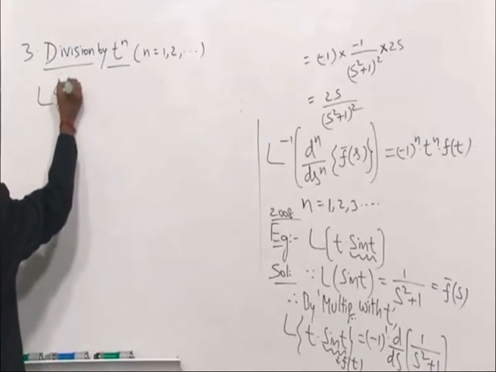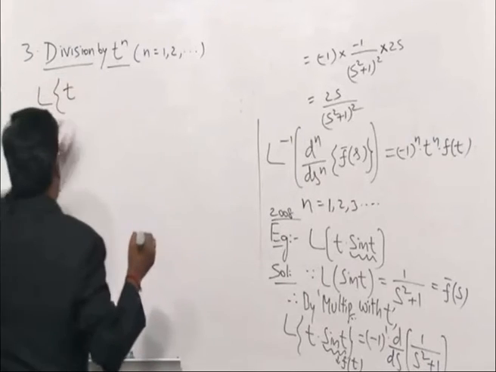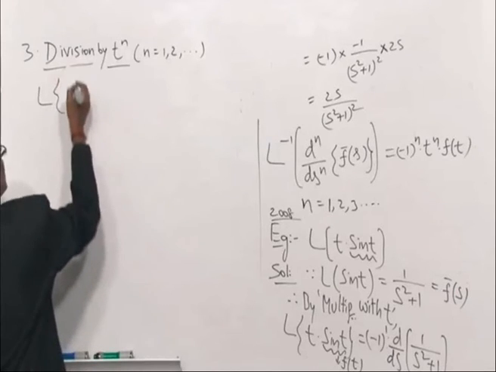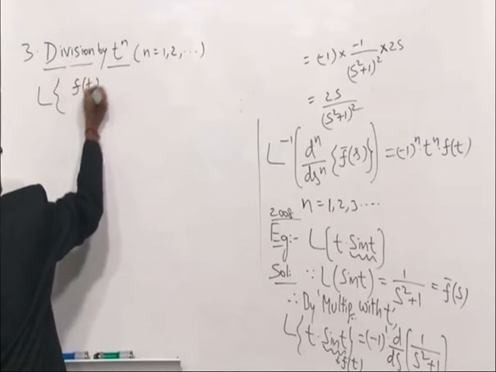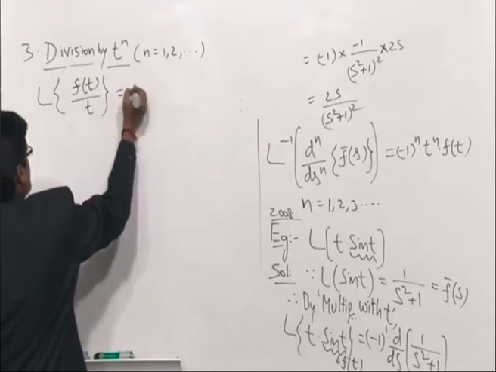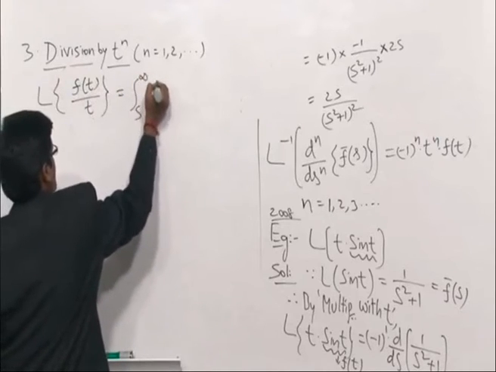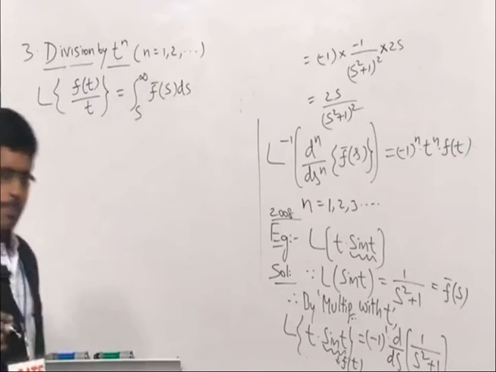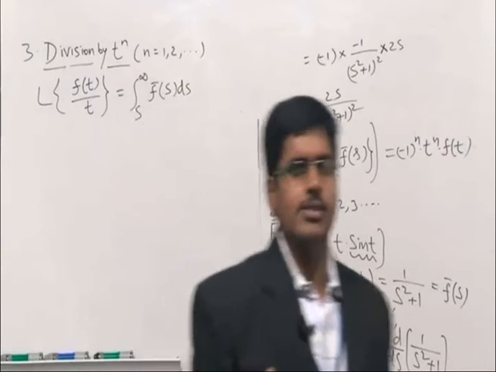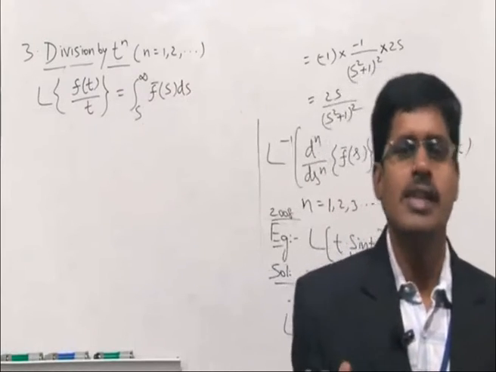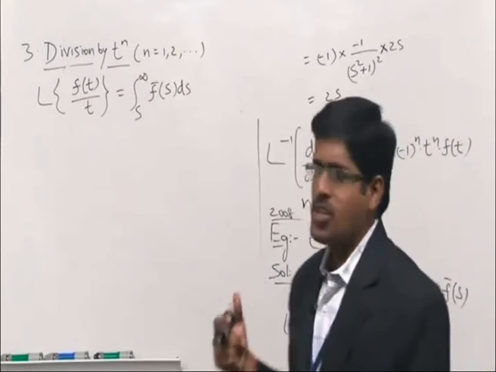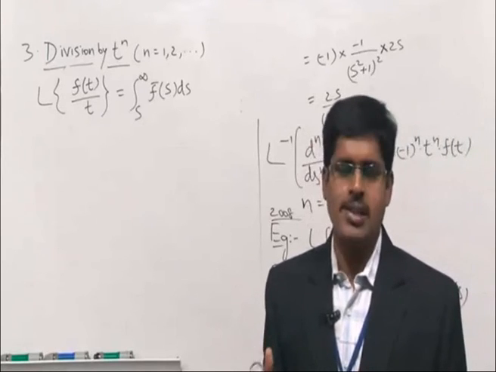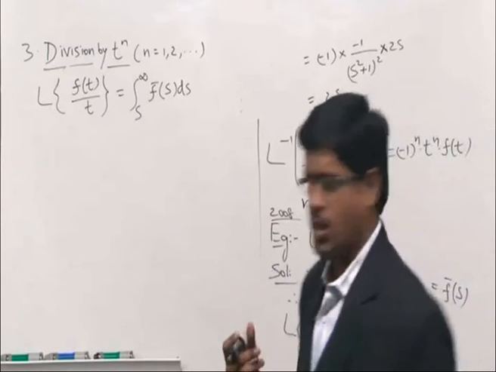L of, sorry, now it is dividing. L of f of t by t is equal to integral from s to infinity of f bar s ds. Earlier it was multiplied by t, multiplication by t. So on the right side I had given d by ds, derivative with respect to s. Now division is the opposite of multiplication, so the derivative operator, that is, the opposite of derivative is integration. Okay.